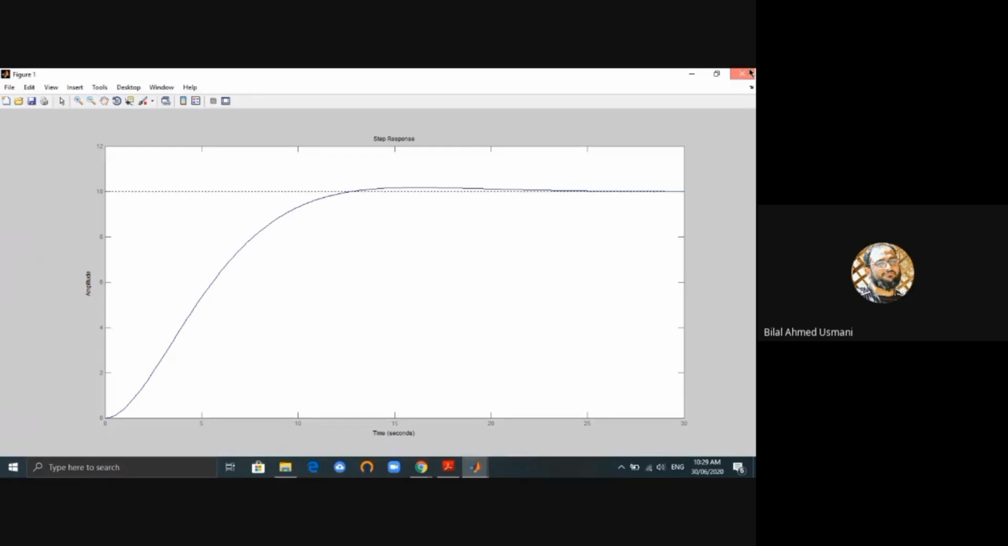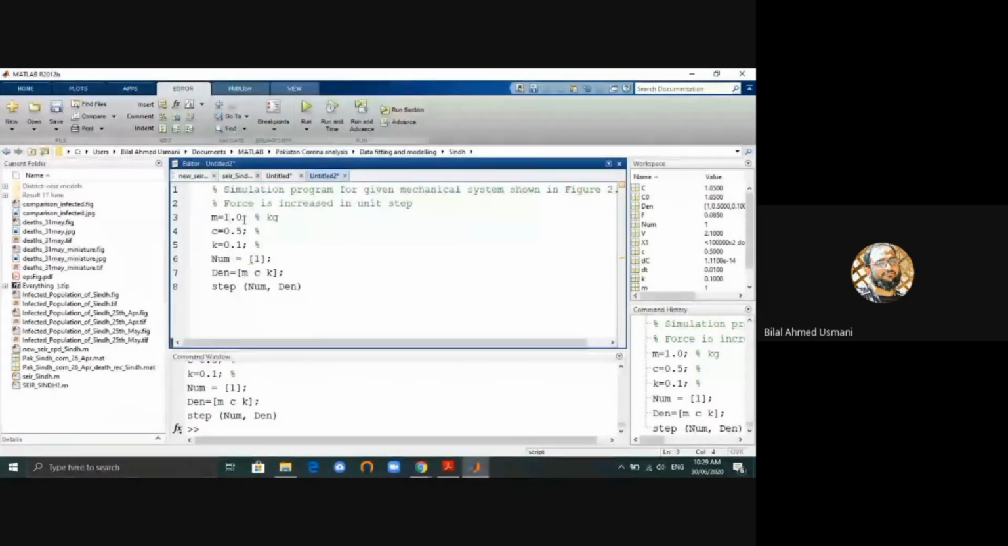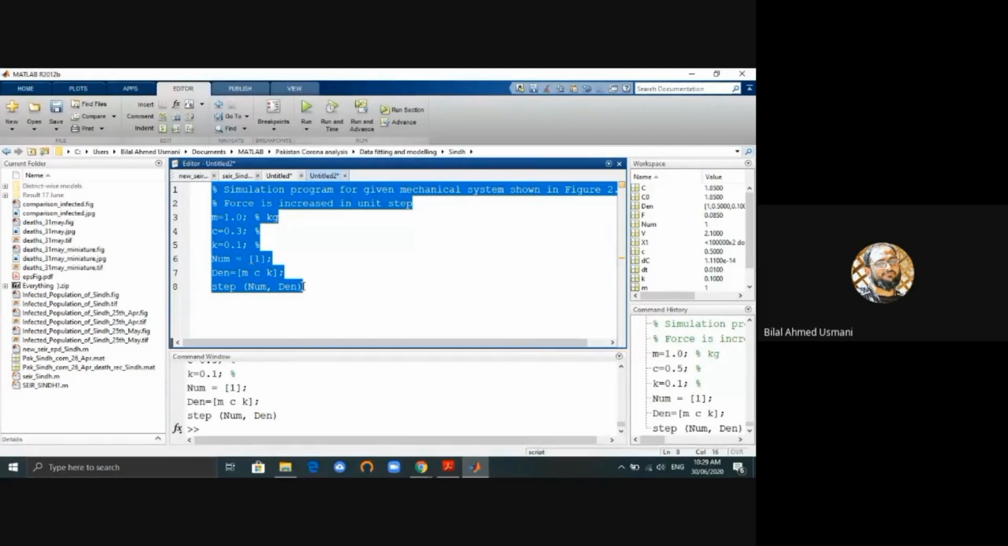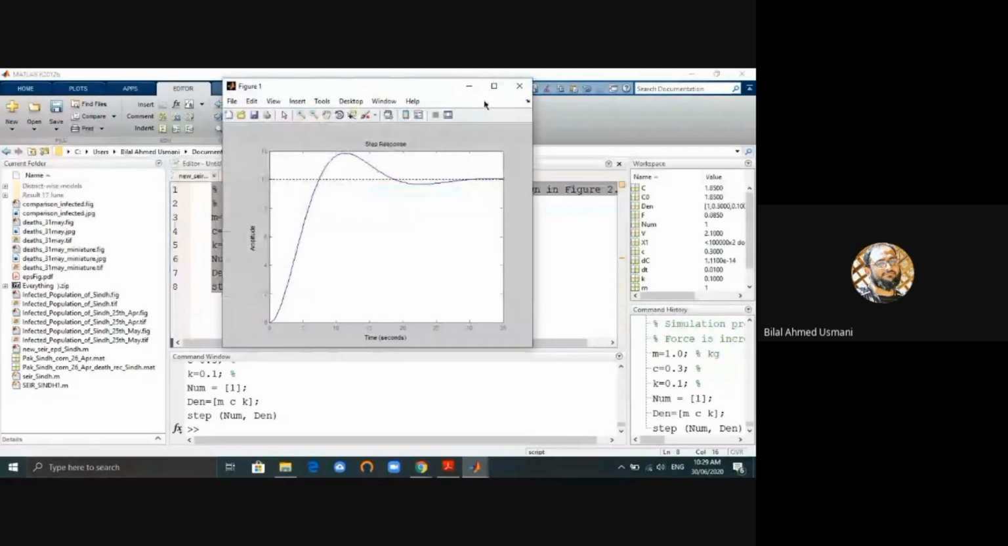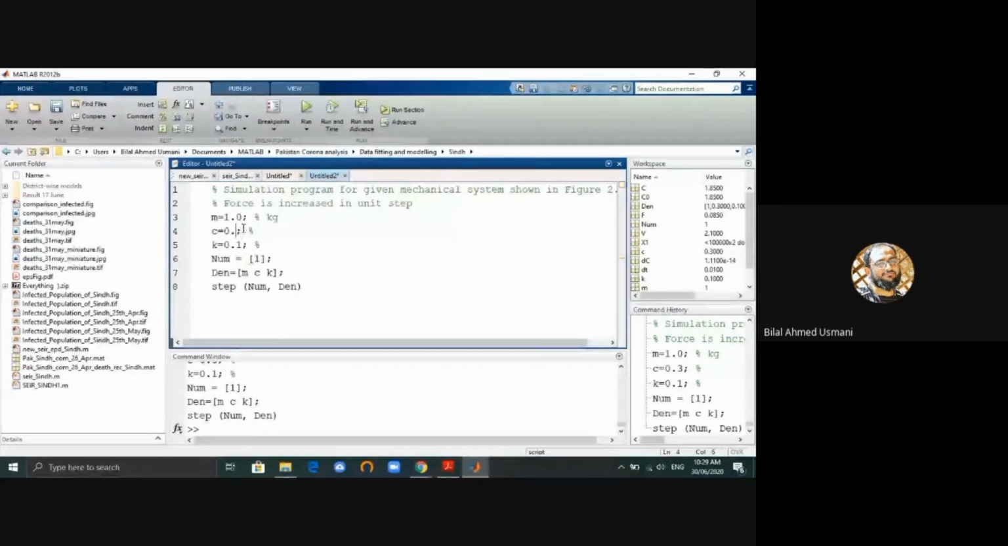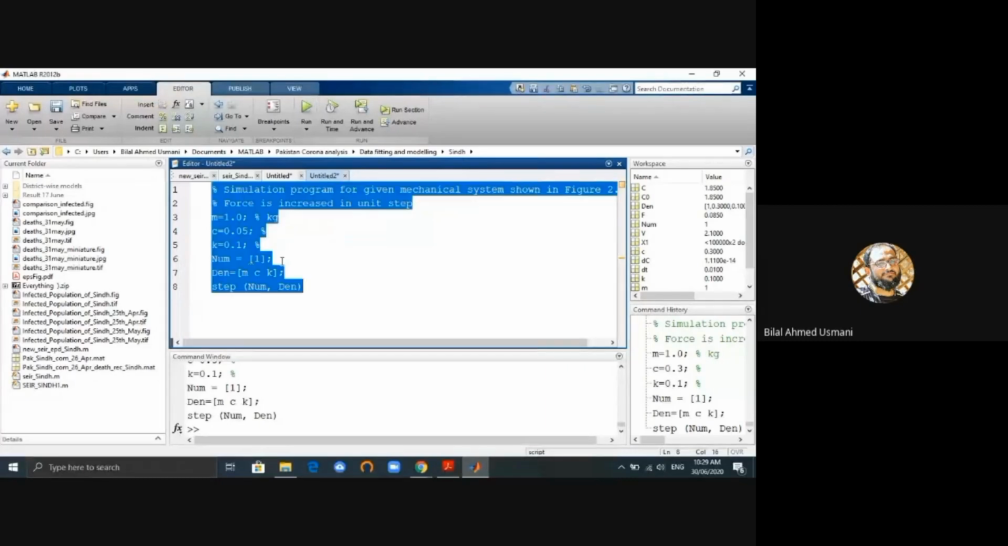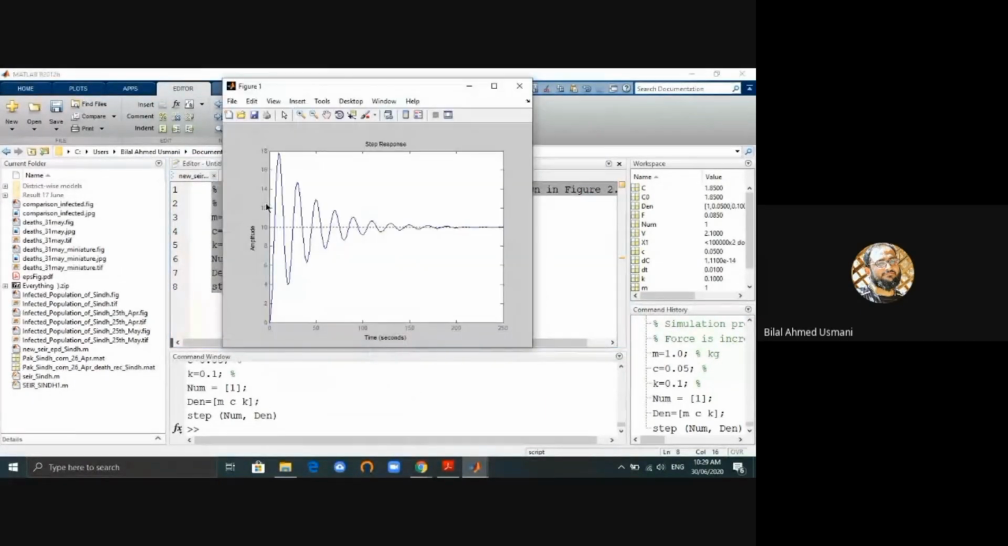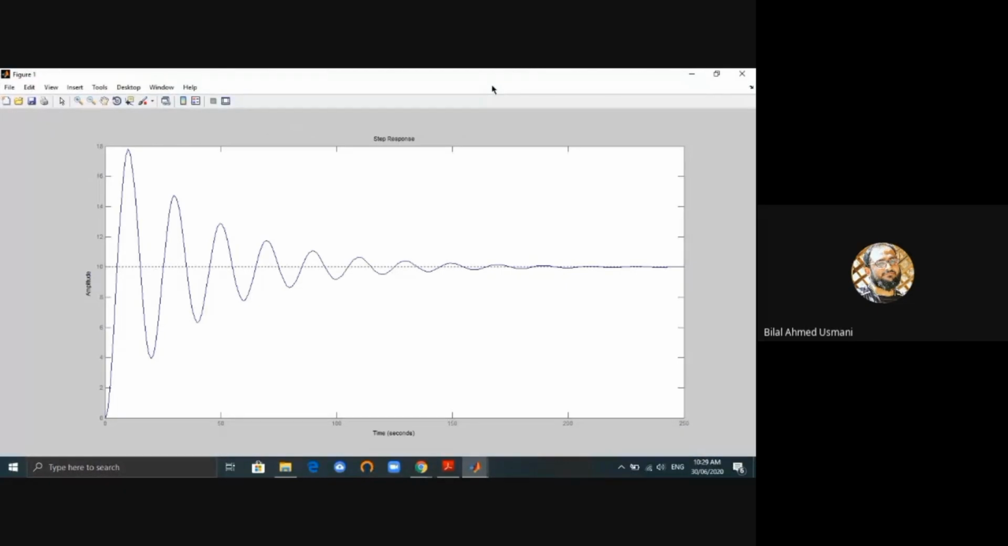If I increase the damper constant to 0.5 from 0.1, let's see what happens at 0.3, probably, and then F9. You can see that the damping amount still decreases. What would happen if I set it to 0.05 instead of 0.1? I would expect a lot more fluctuation than the original diagram. So this is actually what happens.